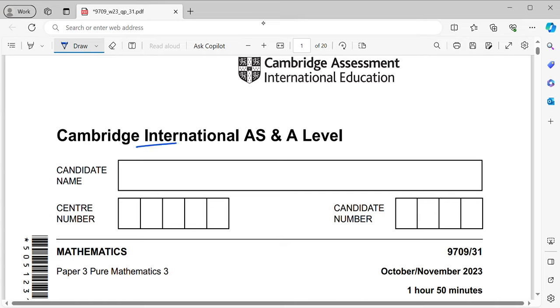This is Cambridge International AS and A-Level Mathematics Paper 3, Pure Mathematics 3, for October-November 2023, and the code is 9709/31. So let's move on to question number 1.